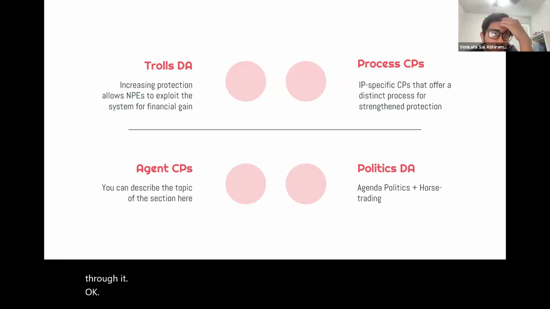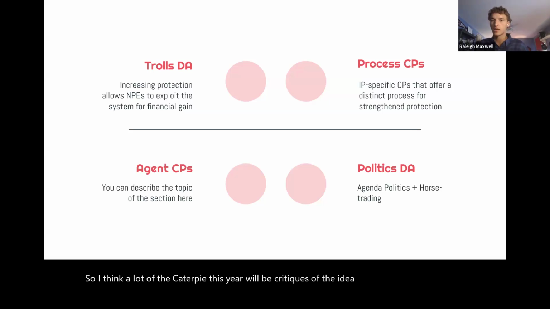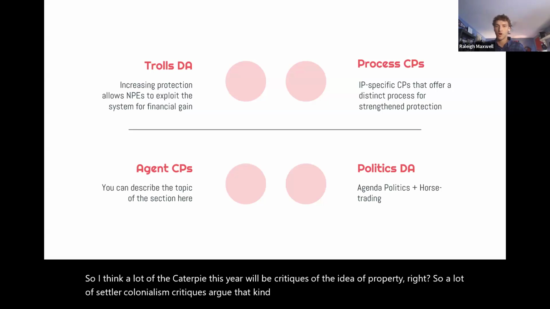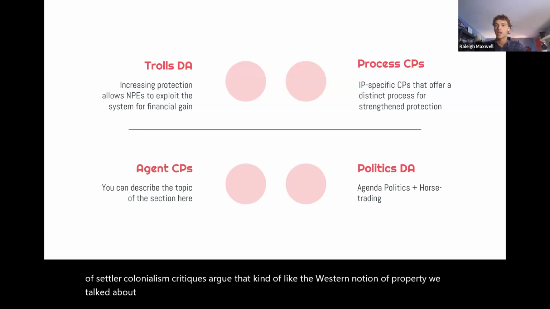How would the K debate usually look over this topic? I think a lot of the K debate this year will be critiques of the idea of property. A lot of settler colonialism critiques argue that the Western notion of property, which we talked about earlier with John Locke, is inherently violent in the fact that people can claim ownership over other people's ideas.